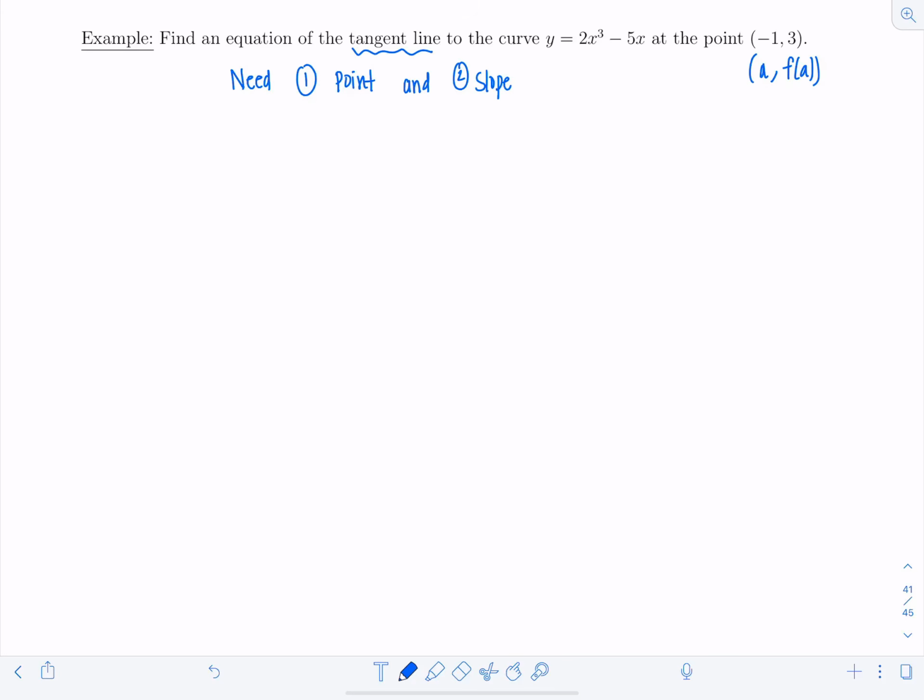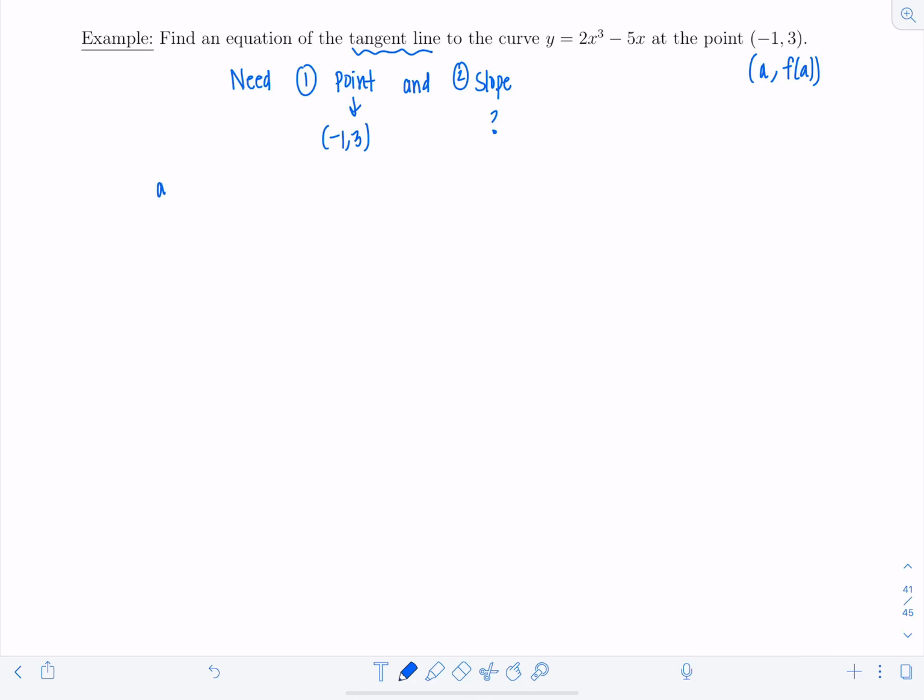Well, I have a point. They gave me that. The point is at negative 1, 3. Done. The slope, though, I don't have, and they only gave me one point. And remember, I need the equation of the tangent line. So what we're going to use is the limit definition we just considered on the previous page.